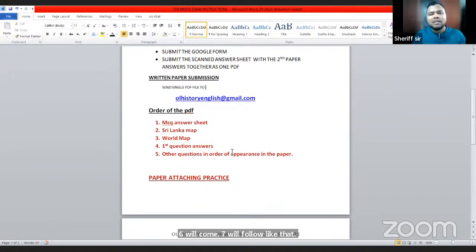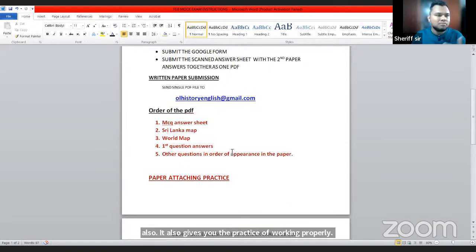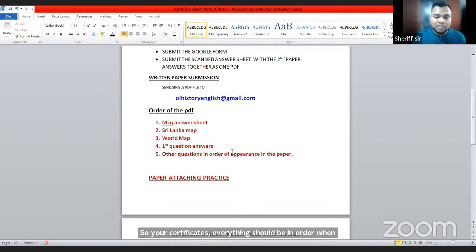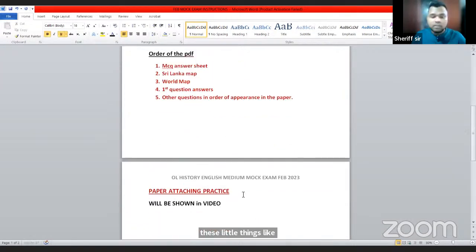Not only that, it also gives you the practice of working properly, like working in order. Not only in school, maybe you go to a job, you go to an interview, your certificates, everything should be in order when you are working with documents. You learn all those things from school life itself, right? So you are better prepared for your future as well. So it's very important. Don't ignore these little things. Whatever you do, do it properly. Do it professionally.